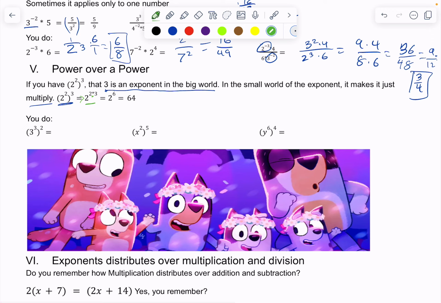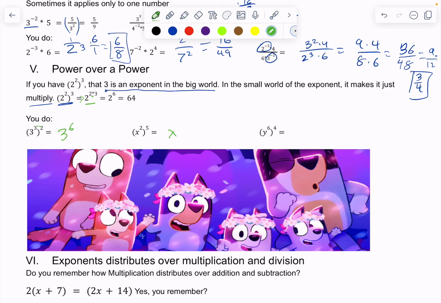That becomes 2 to the 2 power times 3, which is just 6. So 2 to the 6, which is 64. So when this goes out, it becomes a minus 3 to the 6 power. And you can leave that like that for now.